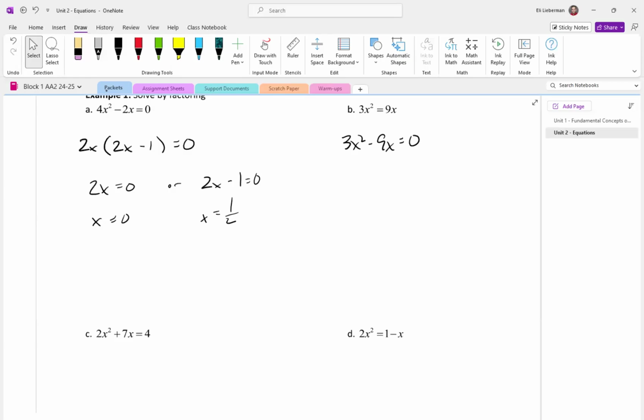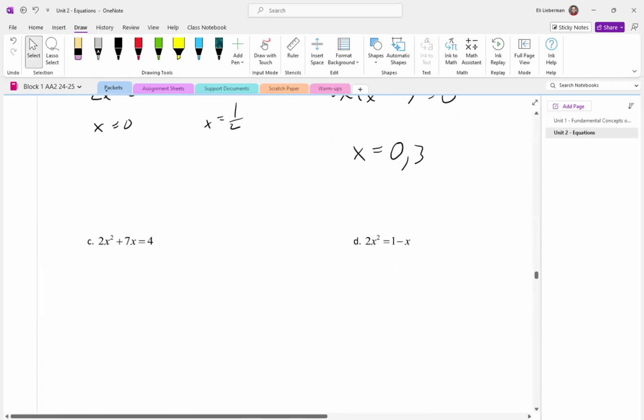Make sure your neighbor got the same thing you did for B with words. So of course we factor out 3x: 3x times x minus 3 equals 0. And we know that x equals either 0 or 3.